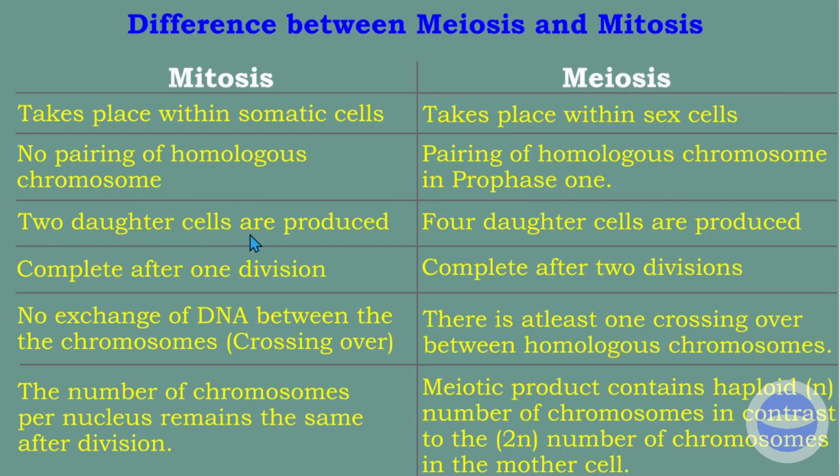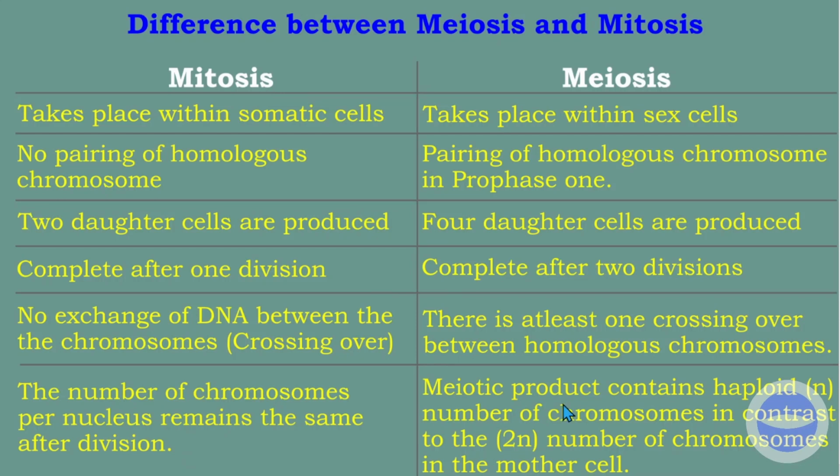And then 2 daughter cells are produced in mitosis. In meiosis, we end up with 4 daughter cells. Meiosis is complete after 2 divisions, while mitosis is complete after only 1 division. In mitosis there is no exchange of DNA between the chromosomes, no crossing over, and in meiosis there is at least 1 crossing over between the homologous chromosomes. As we talked about, the crossing over in meiosis takes place during prophase 1. And the number of chromosomes per nucleus remains the same after division in mitosis.